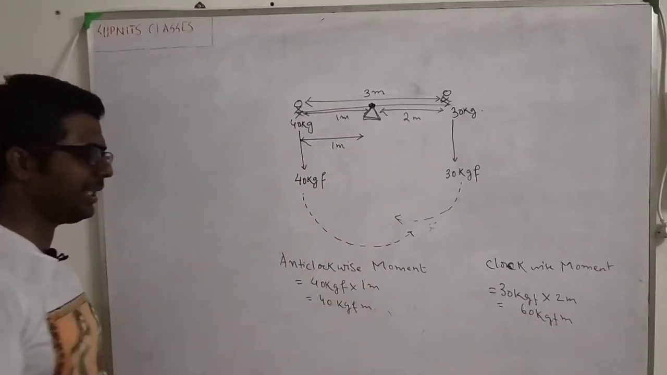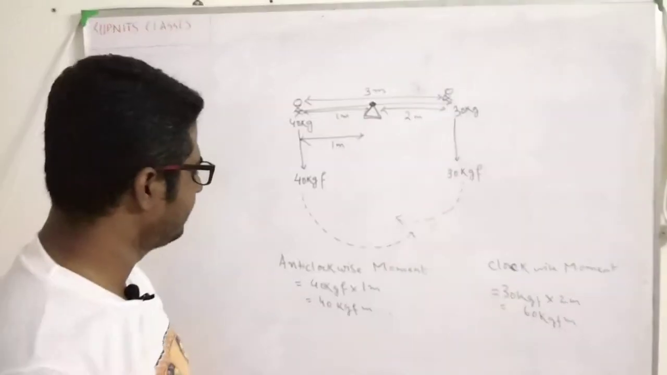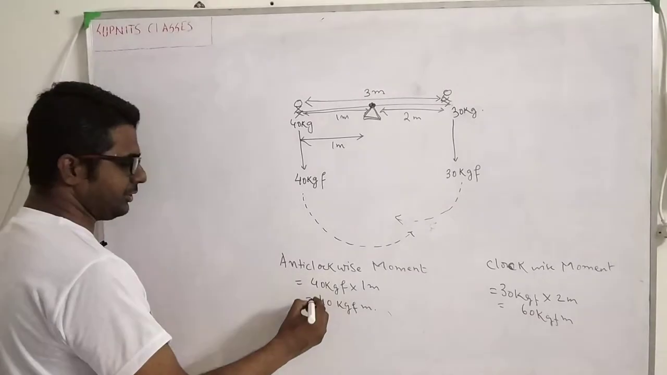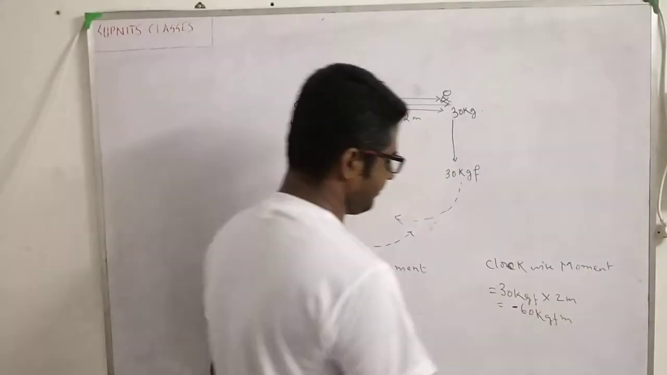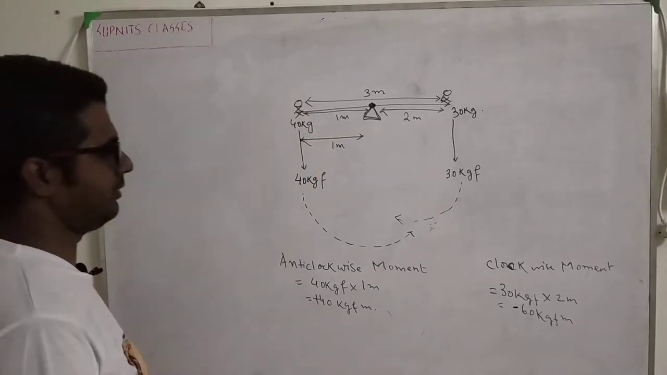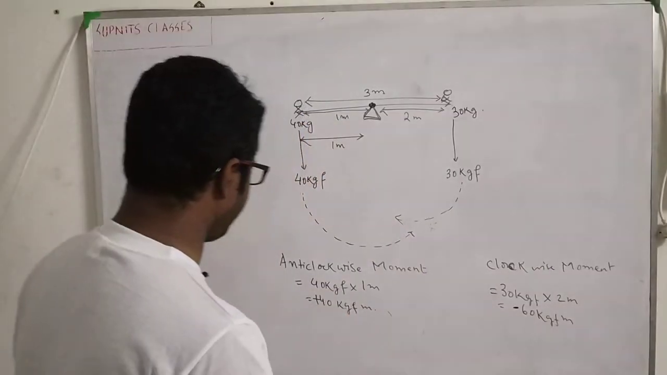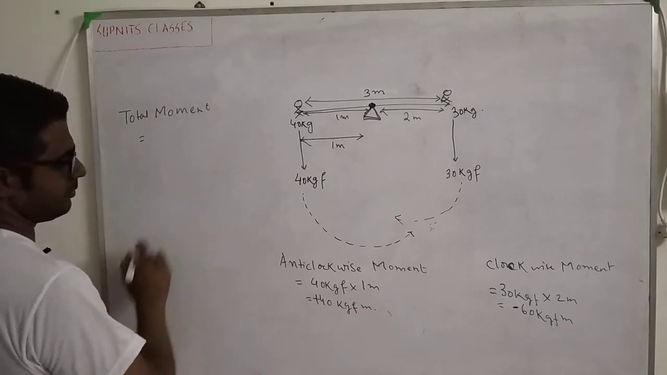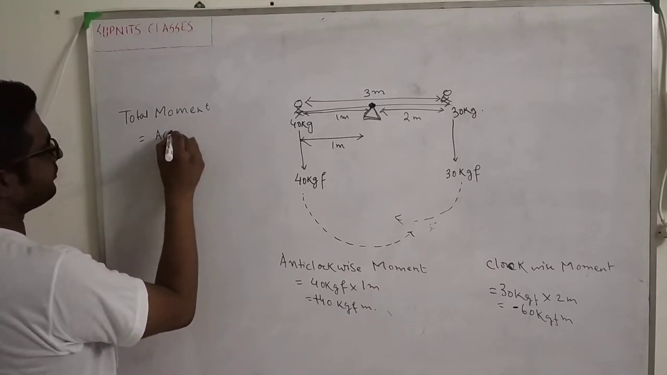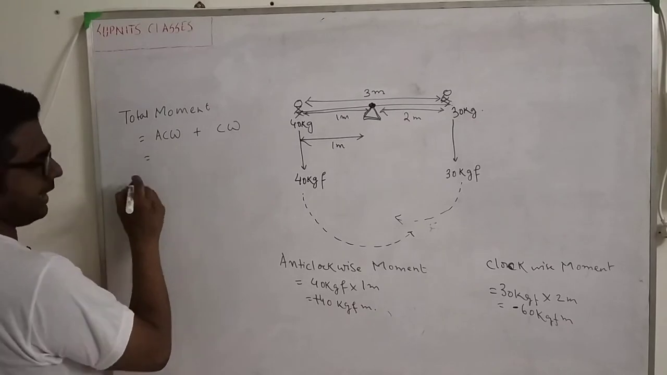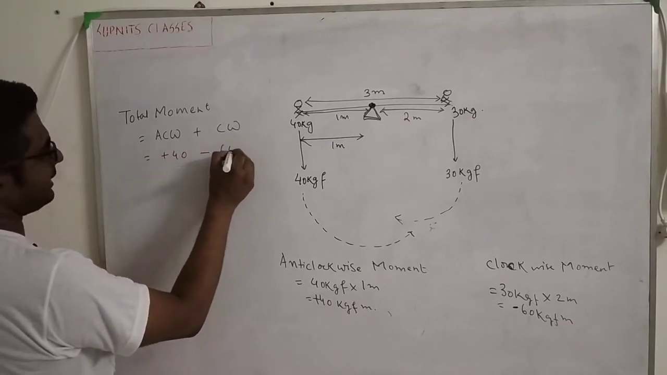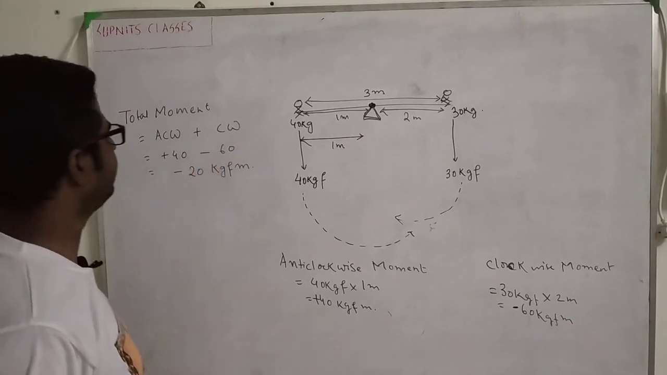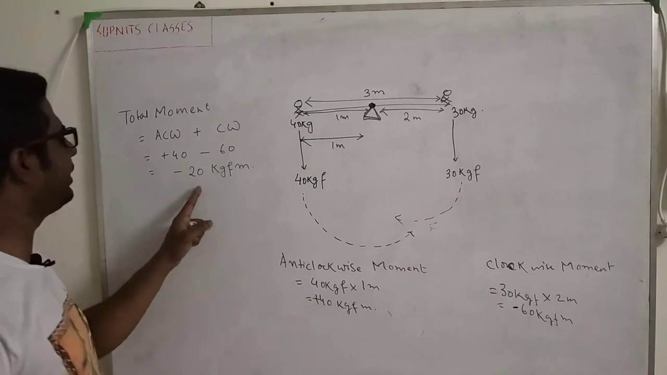Now, is there any mistake over here? Can you find out the mistake that I have done? I have not included the sign in both the cases. In anti-clockwise, it doesn't matter because it will be positive. But in clockwise, this will be negative. So if somebody asks you what will be the total moment of this system, then the total moment is anti-clockwise moment plus clockwise moment. That is, plus 40 minus 60, that is totally minus 20 kgf meter.